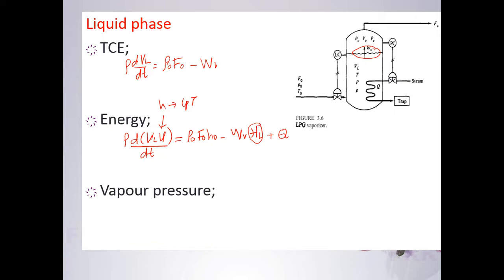And we have a vapor pressure equation. This is actually from your Antoine's equation, just like before. P equals e to the power of A over T plus B, or ln P equals A over T plus B.